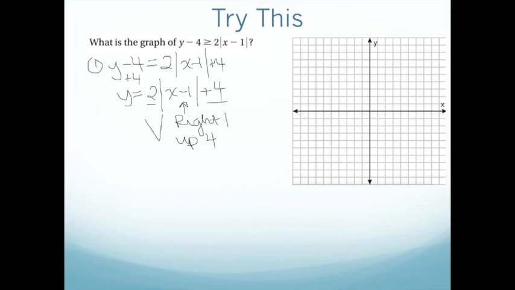And the 2 is a vertical stretch by 2. That's similar to slope, right? In this case, because the absolute value graph is made up of line segments, it is the same as slope. So I'm starting at the origin. I go to the right by 1 and go up by 4, and then draw my absolute value with a slope of 2.